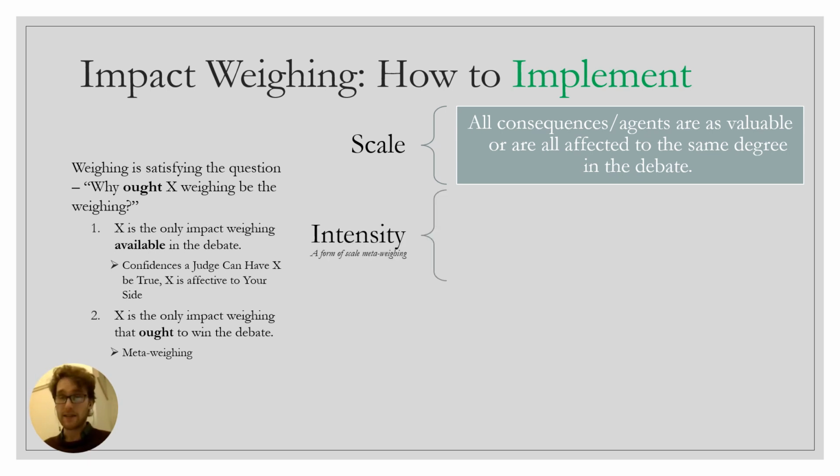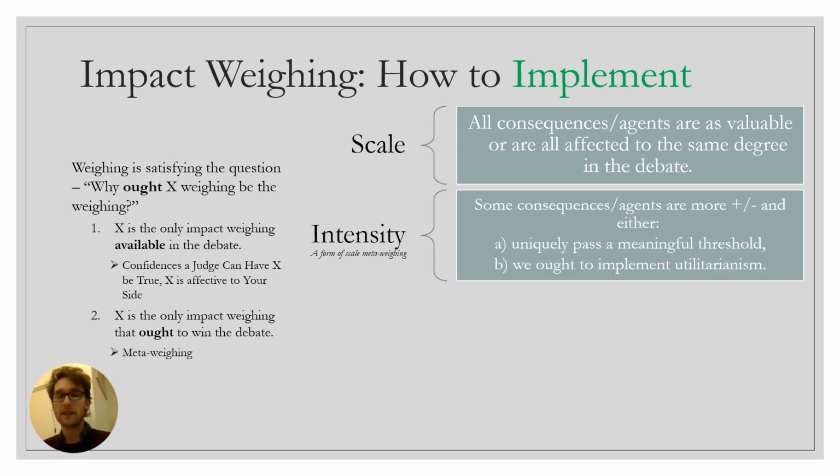What about intensity? So remember, intensity is a description of why, a weighing metric, that an impact is affecting somebody greater, even if it's affecting the same actor or the same number of actors. So here you have to justify why actually some consequences or some agents are either more or less affected by something. Here there are two things you want to do.